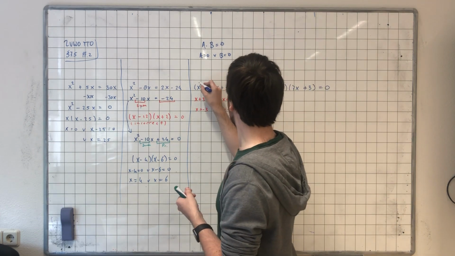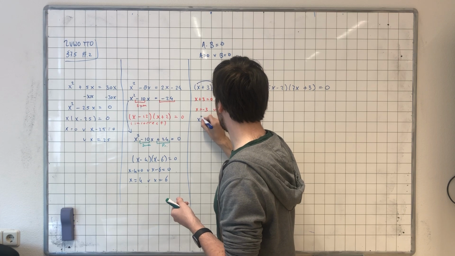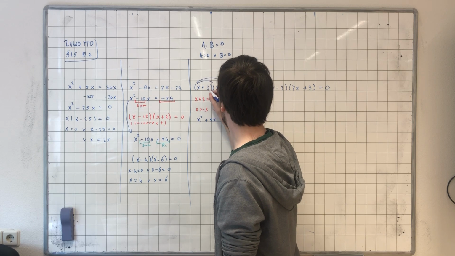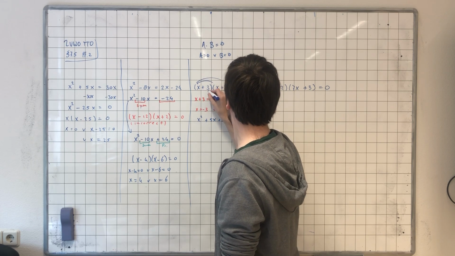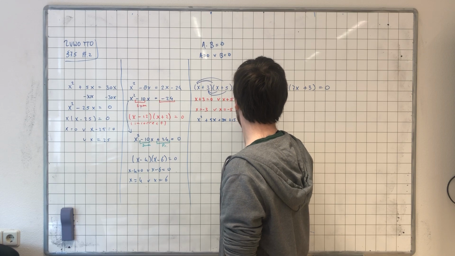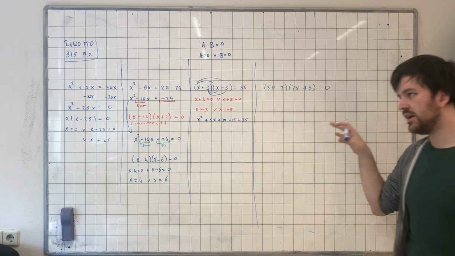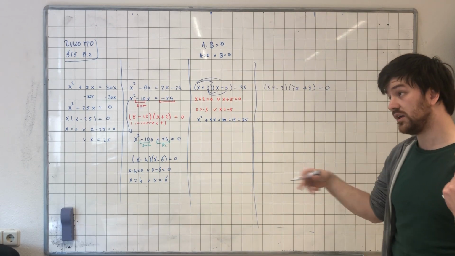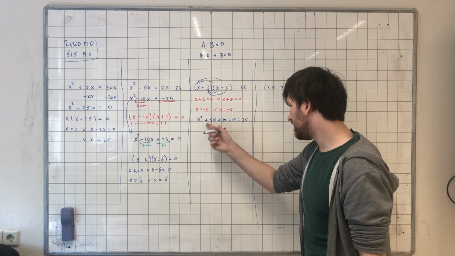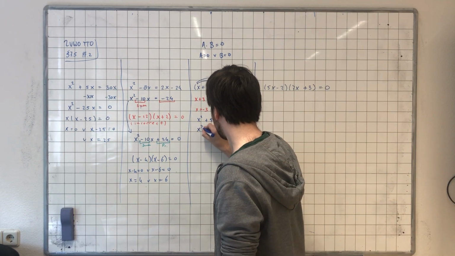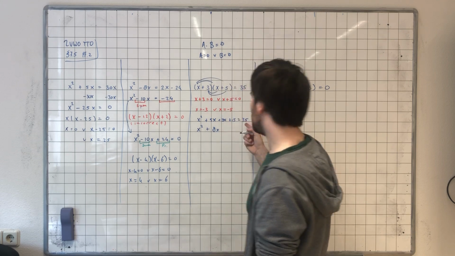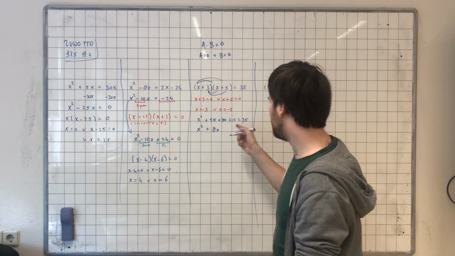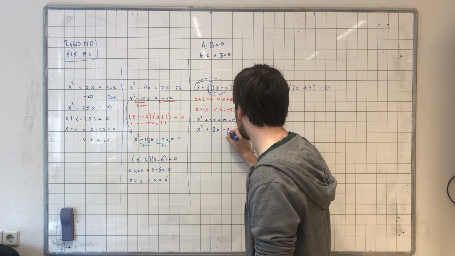So first x times x, that's x squared, so we're onto the correct path again. X times 5 is plus 5x. 3 times x is 3x, and 3 times 5 is 15, equals 35. This is something that we can simplify towards something in the form ax squared plus bx plus c equals 0. So therefore we take these two terms together, it's 8x, and we also remove the 35 on the right side. Why? Because we want to have equals 0 again.